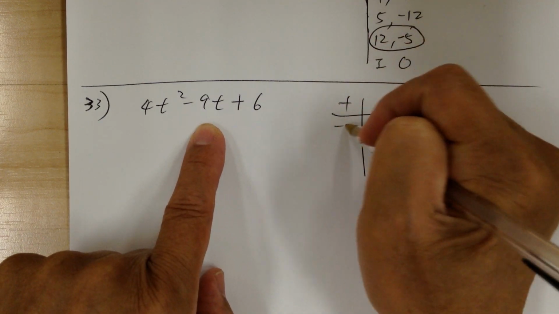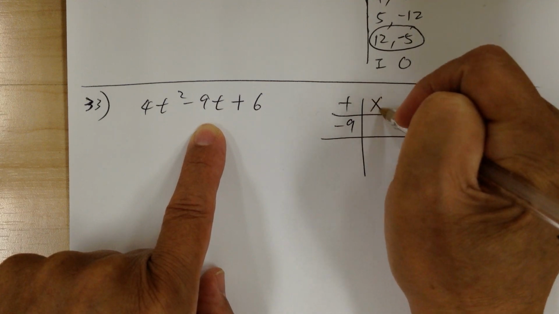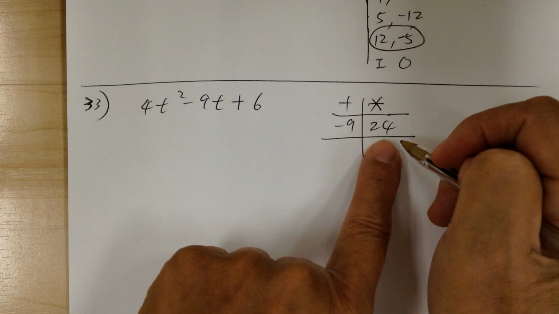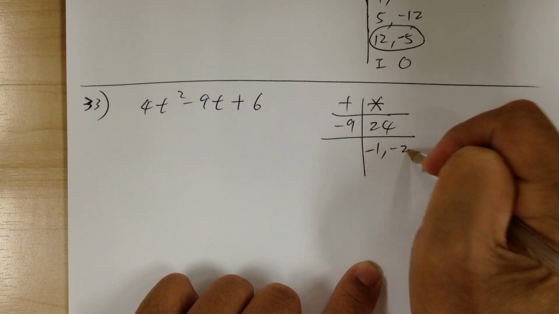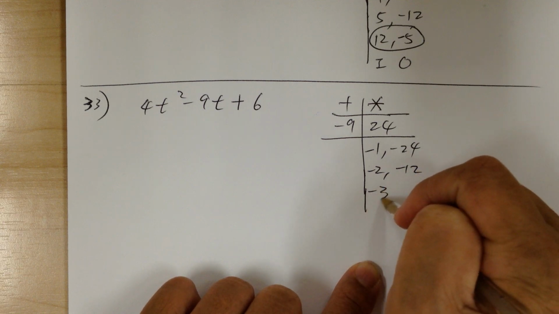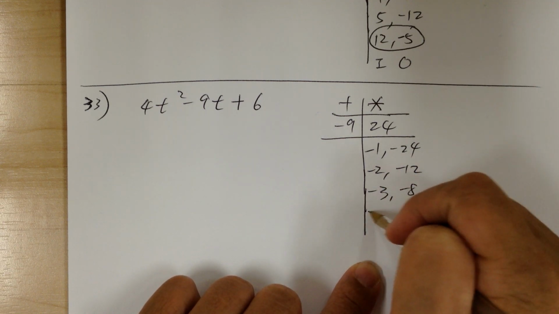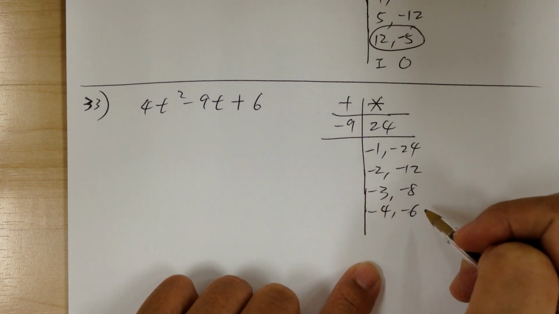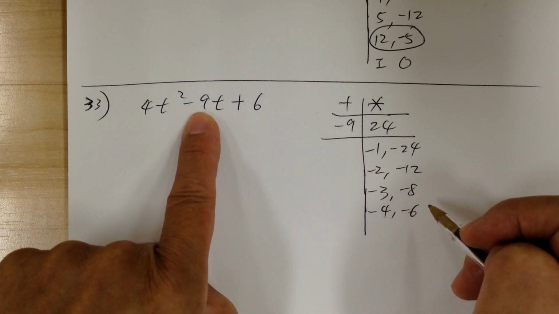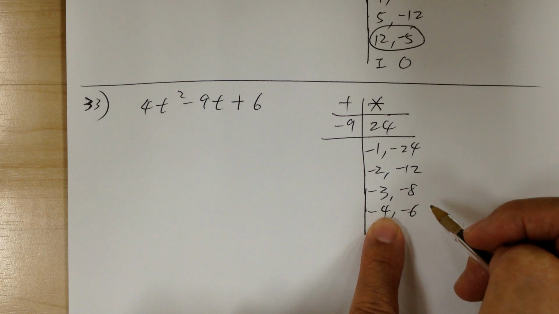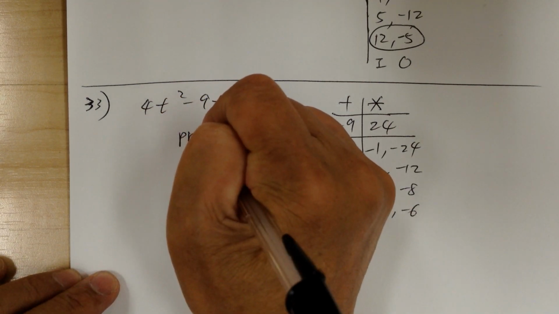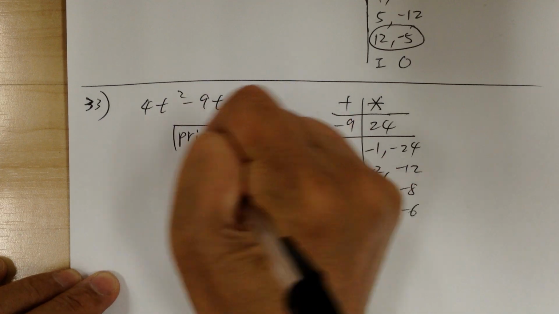You have to add to get negative 9. You have to multiply to get 24. To get negative 9, you have to use both negatives. Negative 1 comma negative 24, negative 2 comma negative 12, negative 3 comma negative 8, negative 4 comma negative 6. None of these match negative 9, and this is as close as you can get. So in this case, this is not factorable, so you just write down prime. Just follow the instruction.